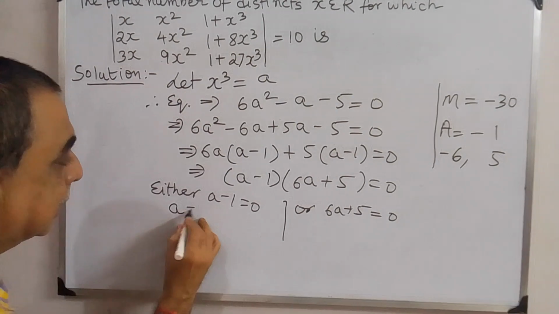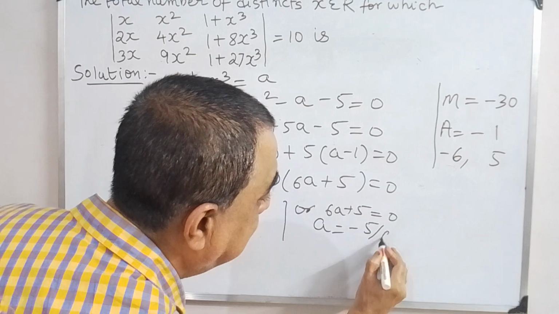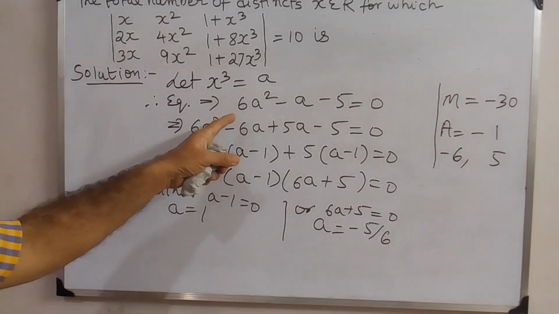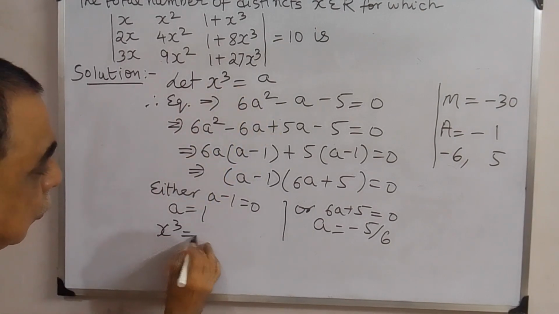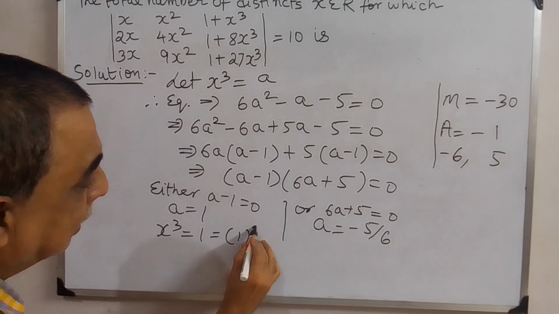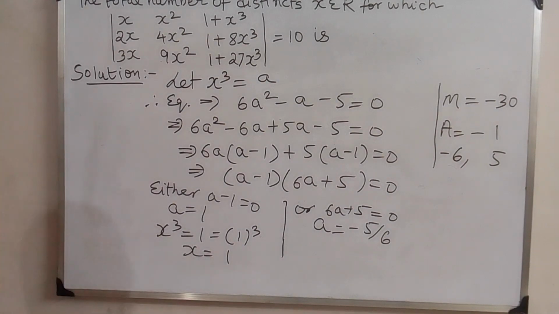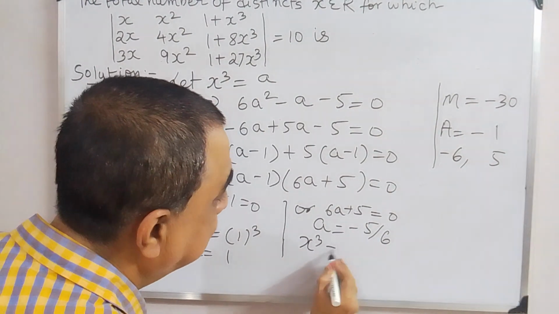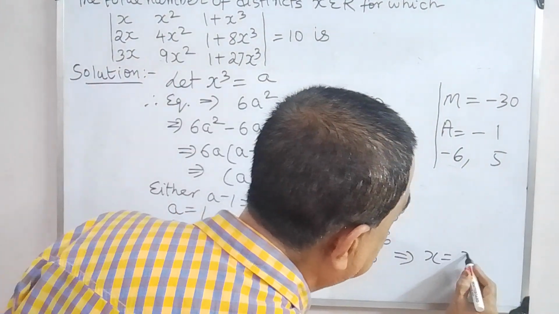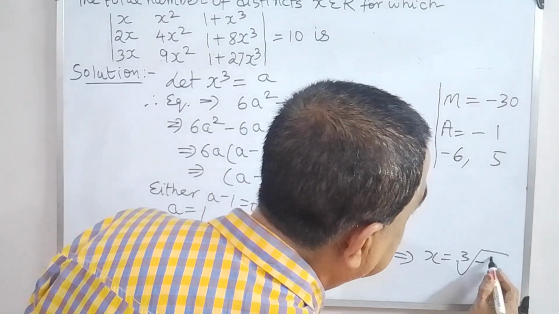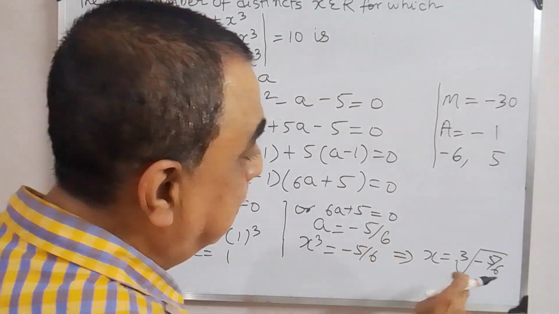So from here we are getting A equals 1, and from here we are getting A equals minus 5 by 6. But we have to find the value of x. A is x cube. So x cube equals 1. 1 is 1 cube, so x equals 1. And here x cube equals minus 5 by 6, so x will be the cube root of minus 5 by 6.